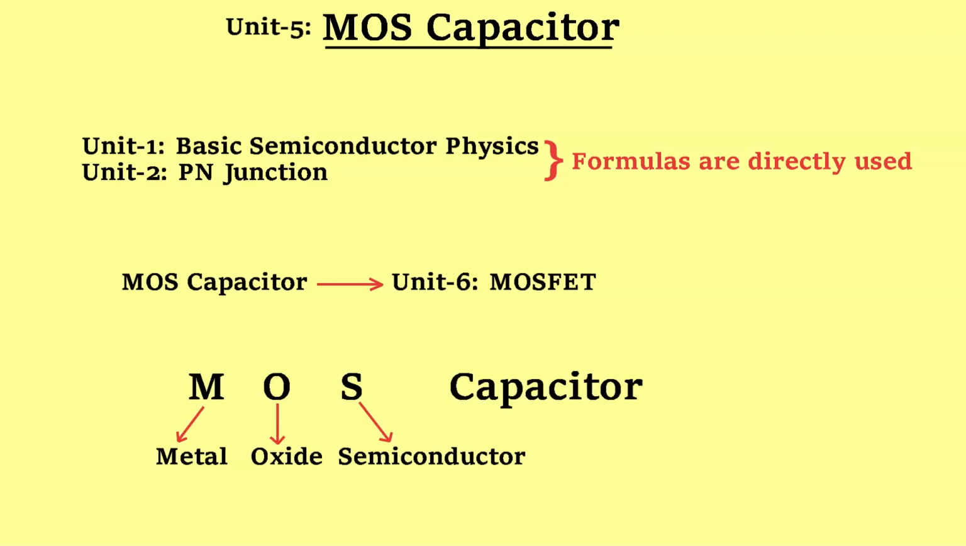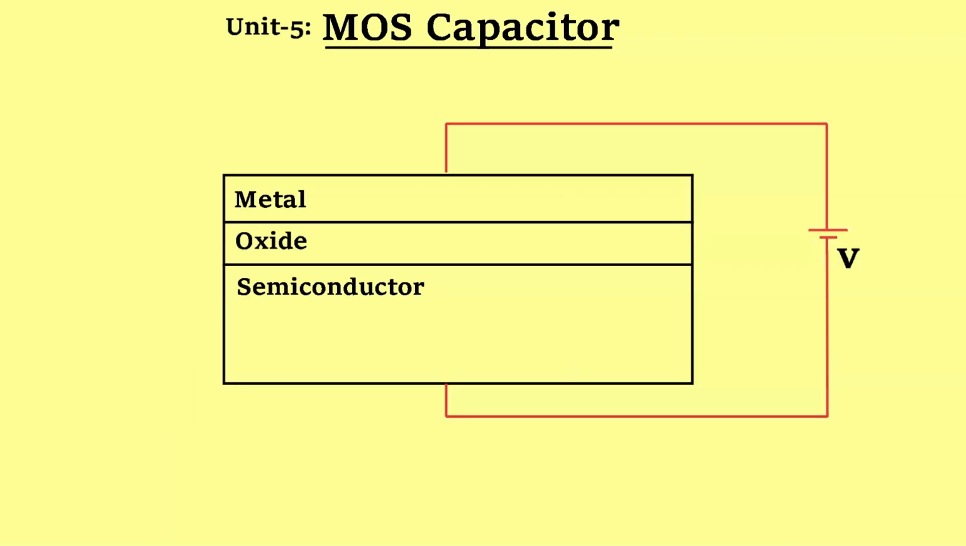What does the MOS capacitor actually stand for? M here represents metal, O represents oxide, and S represents semiconductor. And you all might already know that a capacitor is a charge storing device. Layers of metal, oxide and semiconductor are placed one after another, which makes a parallel plate capacitor because of the oxide, which is an insulator placed between metal and semiconductor.